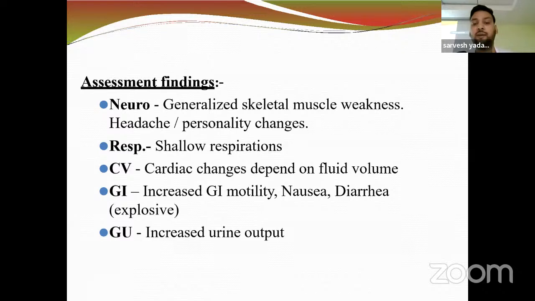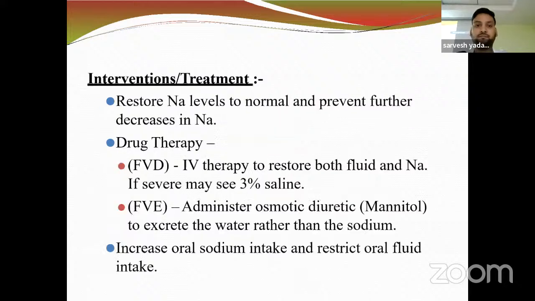GI system: increased GI motility, nausea, diarrhea. Genitourinary symptoms: increased urine output. Intervention: restore sodium level to normal and prevent further decrease in serum sodium. Drug therapy: if fluid volume deficit, IV therapy to restore both fluid and sodium. If severe, maybe IV 3% saline.